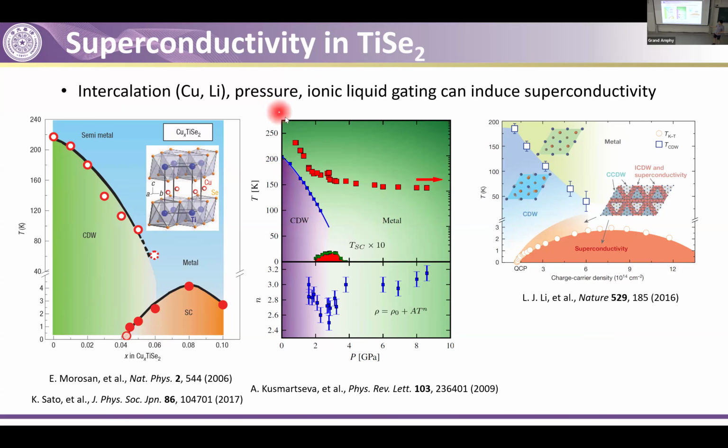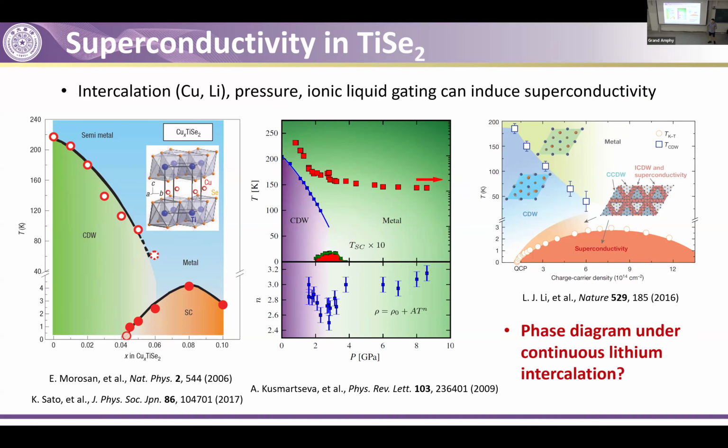And recently people also use the ionic liquid gate, and from that they see a similar phase diagram. They even see that there are some kind of superconducting networks formed in the system. So our motivation, or our starting point, was actually not very big. We just wanted to ask if we can use lithium intercalation to get a phase diagram, and how this phase diagram looks like.